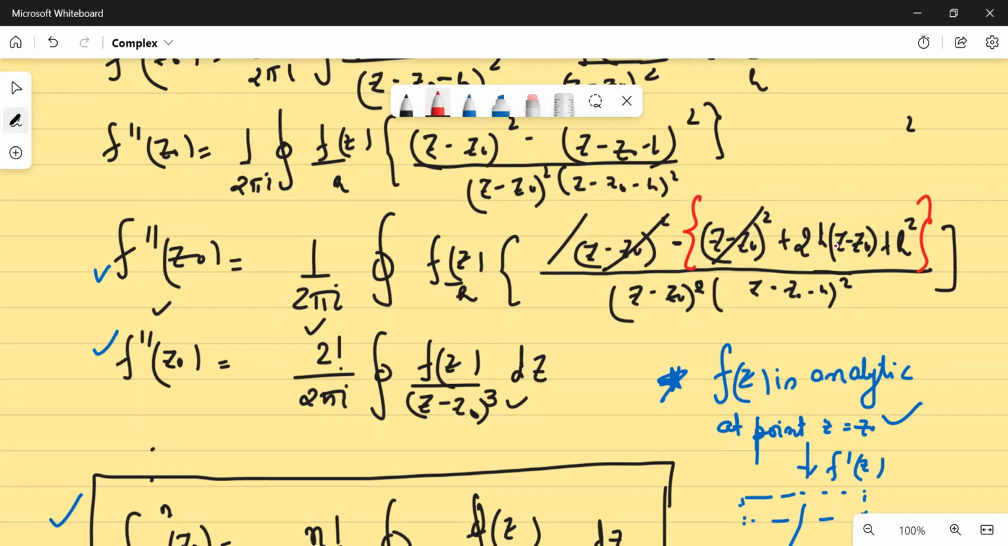So this gets cancelled, and this minus minus will become plus 2h, and h plus gets cancelled. So z minus z naught, this cancels one power here. You remain with z minus z naught into z minus z naught minus h, whole square. Okay, clear.